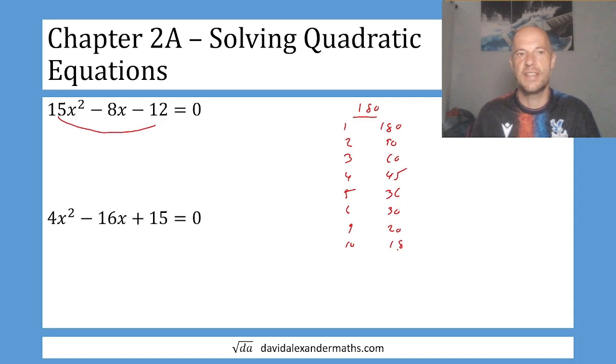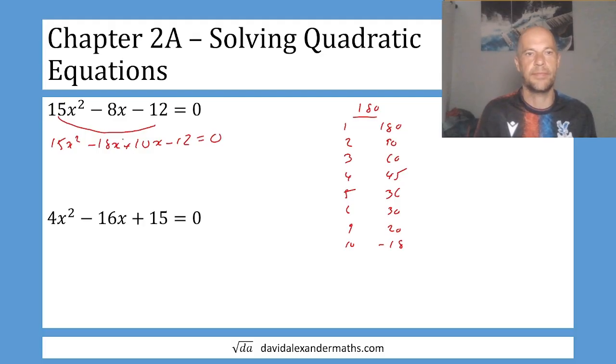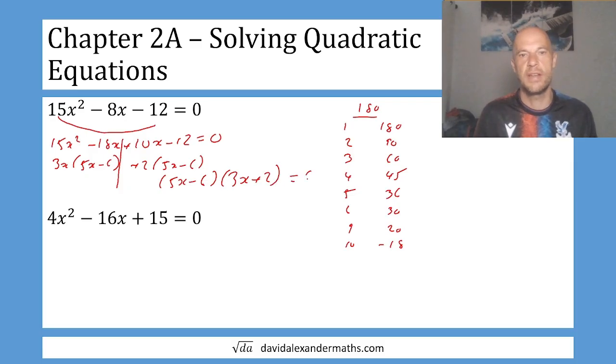So how do I get negative 8? 10 minus 18. So I'm going to write this as 15x squared minus 18x plus 10x minus 12 equals 0. Chop down the middle, factorise both sides. So that's going to be 3x brackets 5x minus 6, and this is going to be plus 2, 5x minus 6. So I'm going to get two factors. I'm going to get 5x minus 6 and 3x plus 2 equals 0. So that means from this solution I'm going to get x is 6 over 5, and from the 3x plus 2, x is minus 2/3.